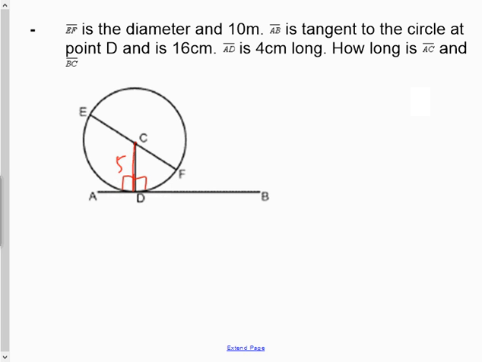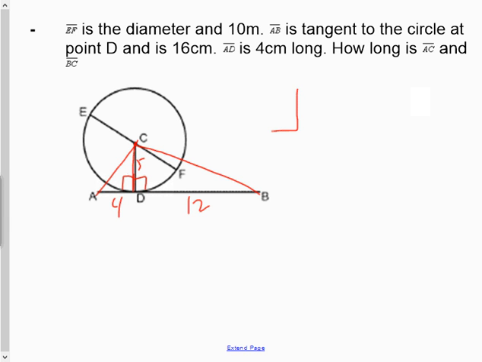If AD is 4 centimeters long, I'm going to put this over here again. This is 5. If AD is 4, and the whole line is 16, that means that DB is 12. What I have here, when I connect my dots, AC is a right triangle, and the line CB is the hypotenuse of another right triangle.